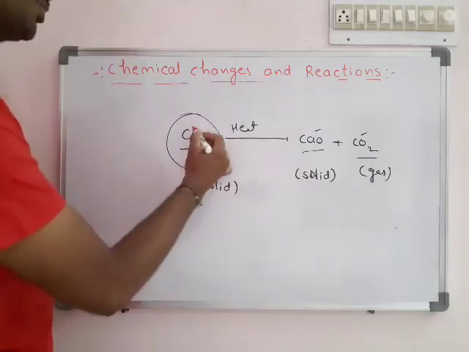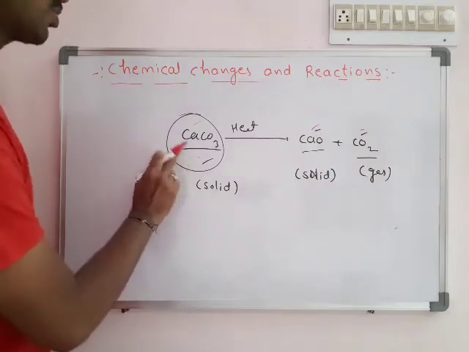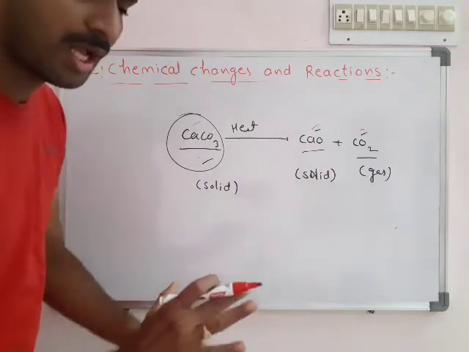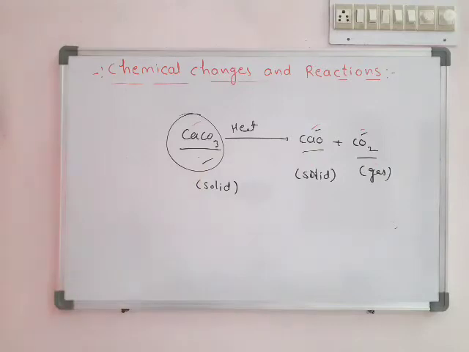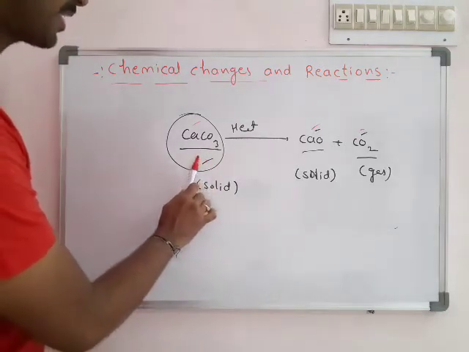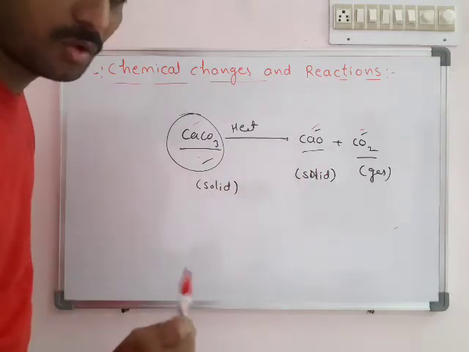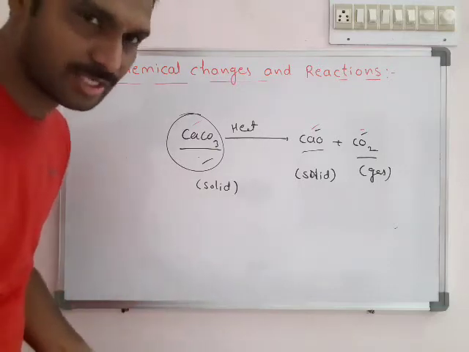But here, new compounds are formed from the starting material, and there are no similarities between the products and reactants. There is a lot of difference between the properties of the reactants and the newly formed compound. They are treated as products. So this type of change is called a chemical change.